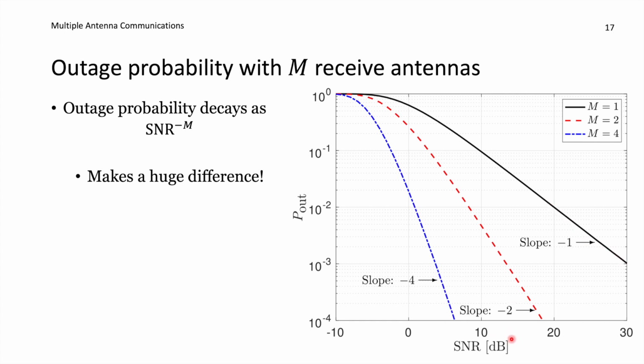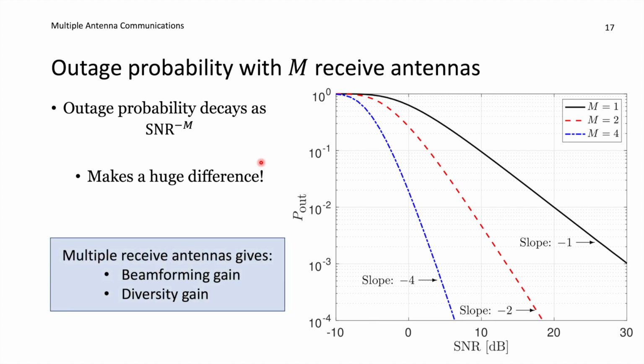In the case of 2 antennas, when we are moving 10 decibels to the right here, the outage probability is reducing by 1 over 100. So that is a slope minus 2 here on the curve. And we have an even faster slope when we have 4 antennas. So when we have m receive antennas, the outage probability decays as the SNR to the power minus m, so it makes really a huge difference to have more antennas. Just 2 antennas makes a big difference, 4 makes even more, and so on.